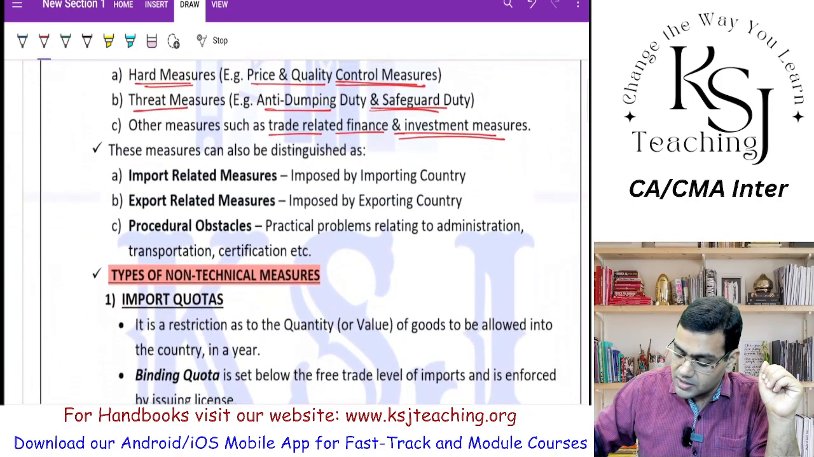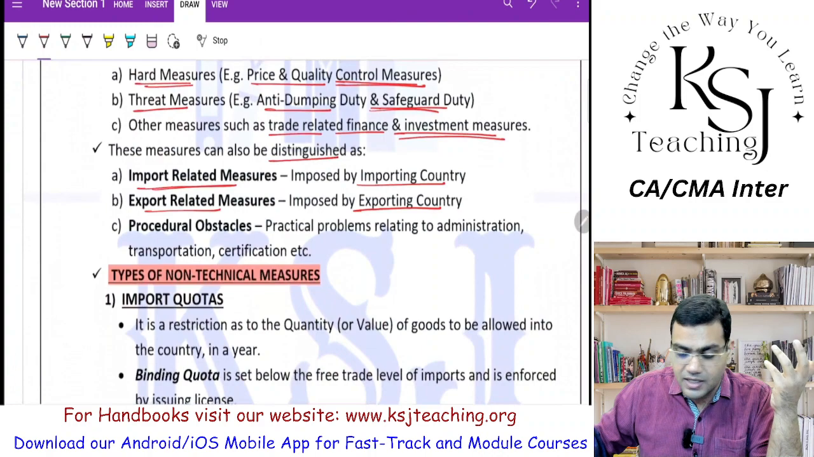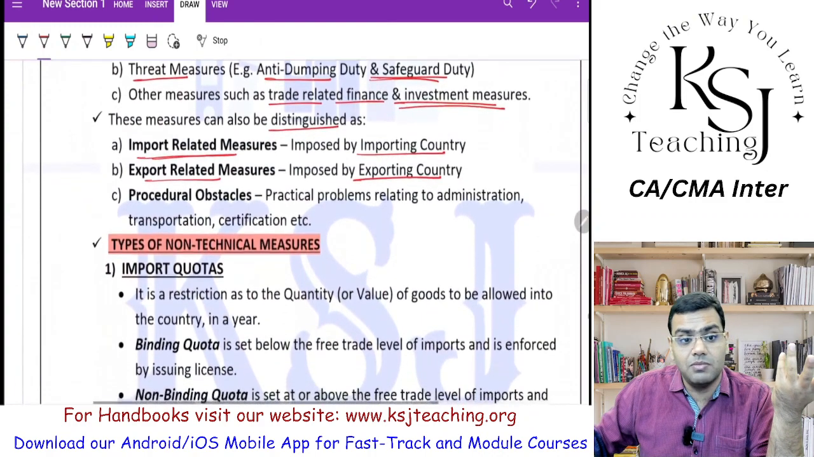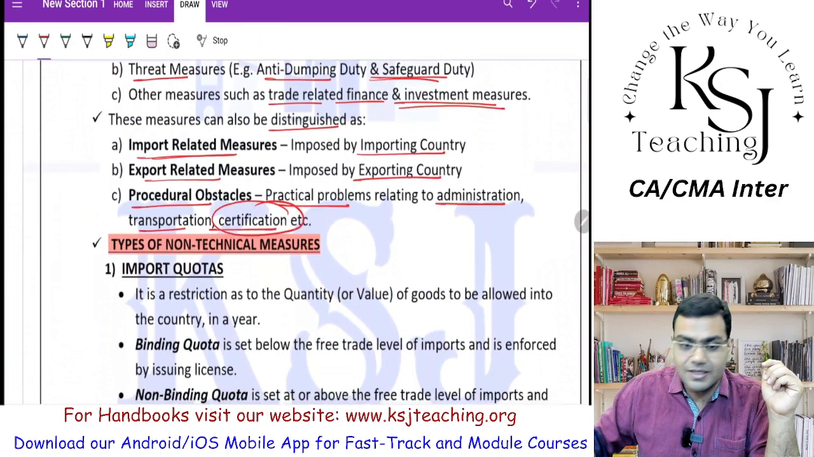Right, so these measures can be distinguished as the import related measures imposed by the importing country, and export related measures imposed by the exporting country. Both ways it can be, sir. It can be imposed by some exporting countries also. Procedural obstacles, practical problems relating to administration, transportation, certification, all these things can be increased, right? All these things can be increased.